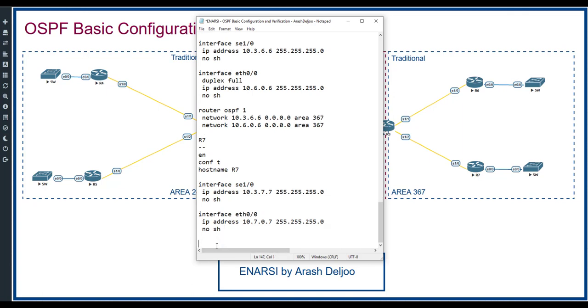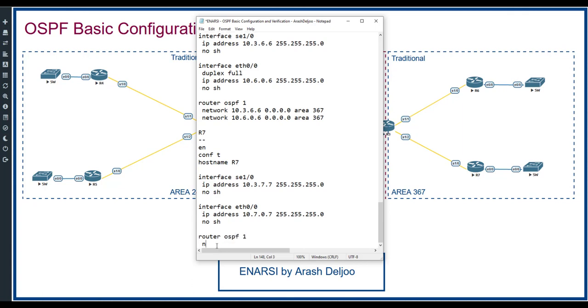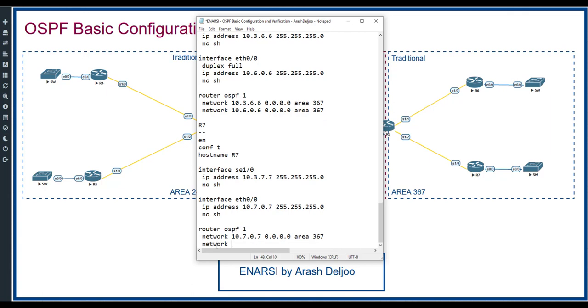And finally router 7. This is router 7. Router OSPF 1, network 10.7.0.7 0.0.0.0 area, for example, 367, and then network 10.3.7.7 0.0.0.0 area 367. That's it. This is the configuration that we need.